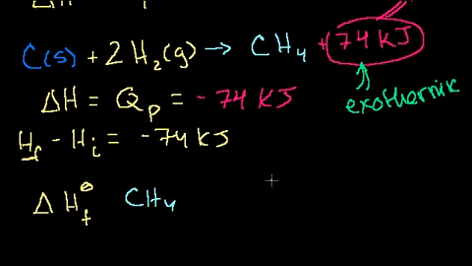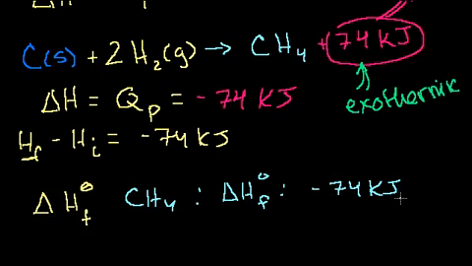So for example, if we want it for methane, if we want to figure out its heat of formation, we say, look, if we form methane from its elemental forms, what is the delta H of that reaction? Well, we just learned what the delta H of that reaction was. It was minus 74 kilojoules, which means that if you form methane from its elemental building blocks, you're going to release 74 kilojoules of energy. This is an exothermic reaction. Because you released heat, you can also say that the methane is in a lower energy state, or it has lower potential energy than these guys did.